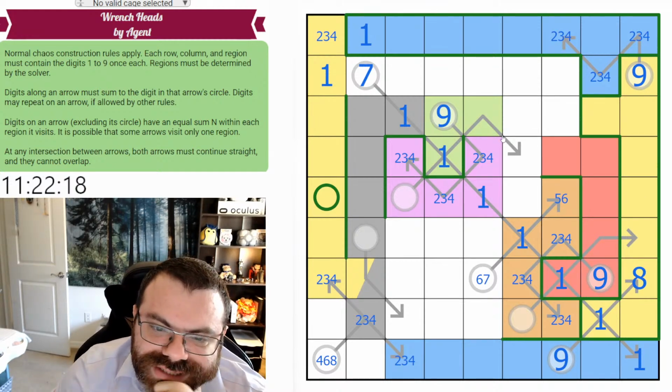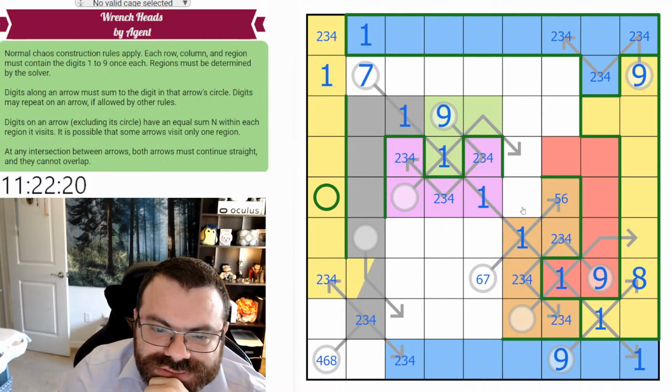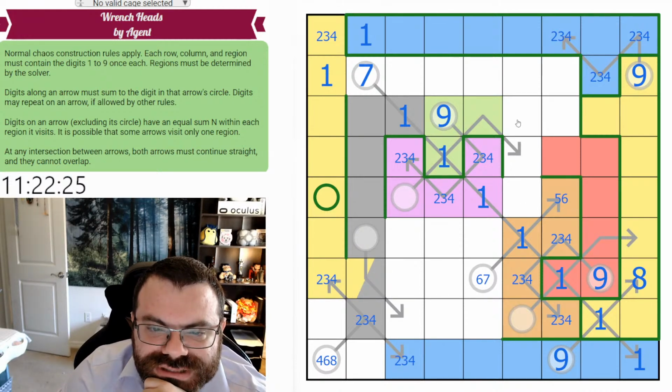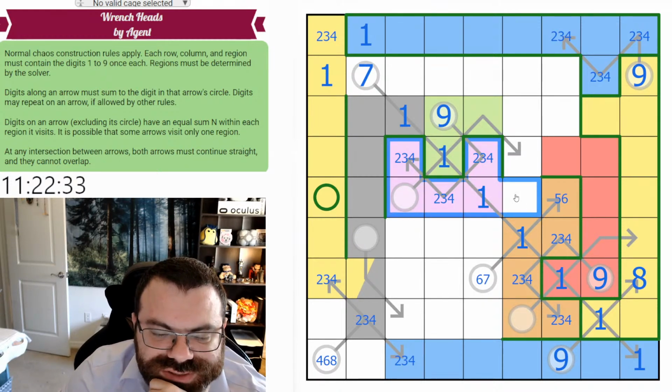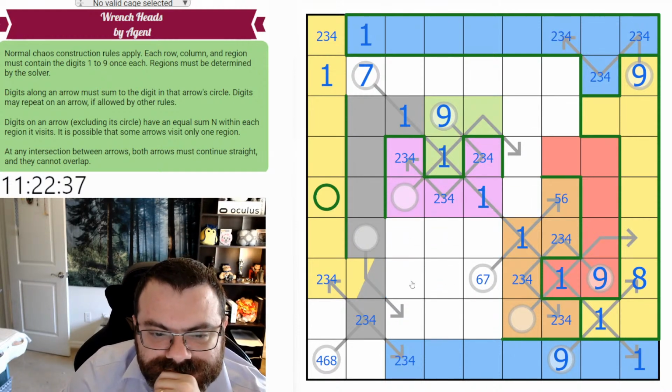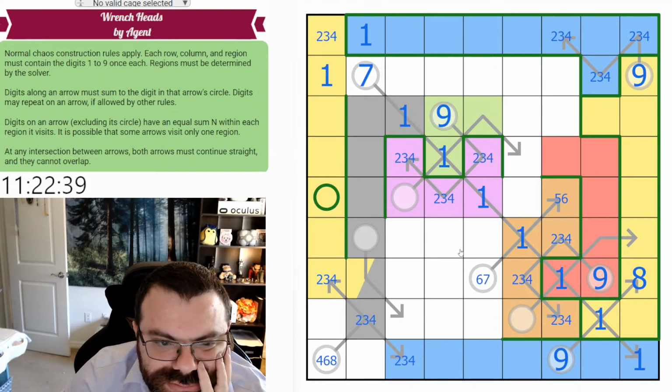So purple does not take that cell. So purple is stuck. It can't get up to here. So purple could take this cell, technically. So we could have 1, 2, 3, 4, 5, 6. So it's going to take at least 3 cells from down here. I don't know which way it goes.